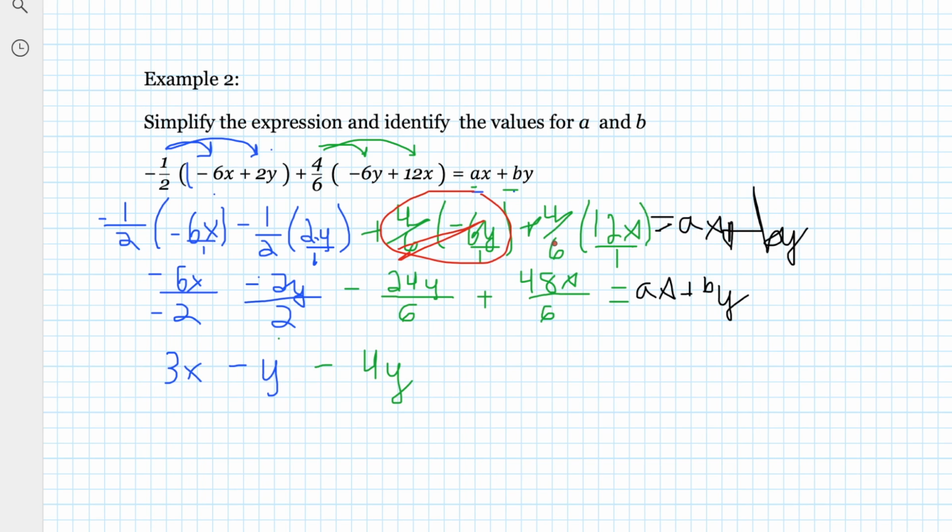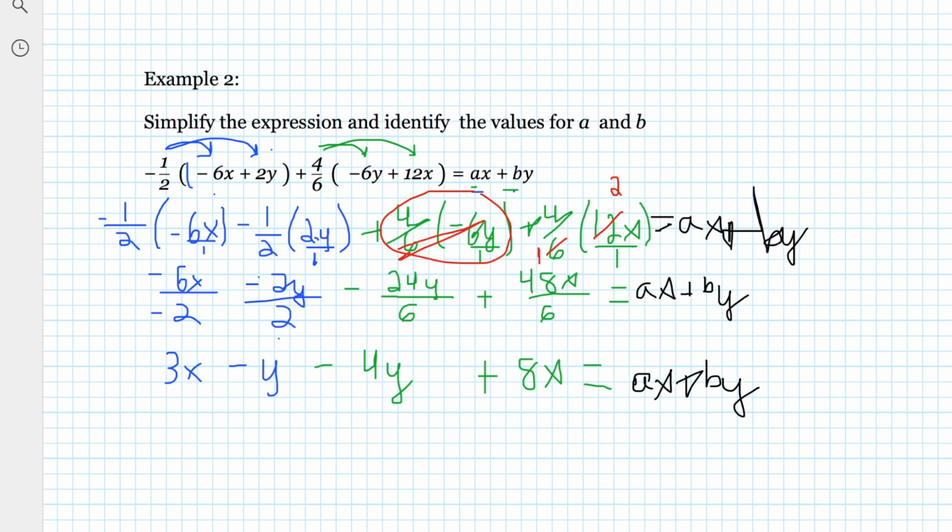Same situation here. 6 and 12, they're both divisible by 6. So here, what's remaining is 2. What's remaining is 1. 4 times 2 is 8. So it'd be 8x. Or if we look here, 48x divided by 6, that is still 8x. And equals, still we continue writing ax plus by.